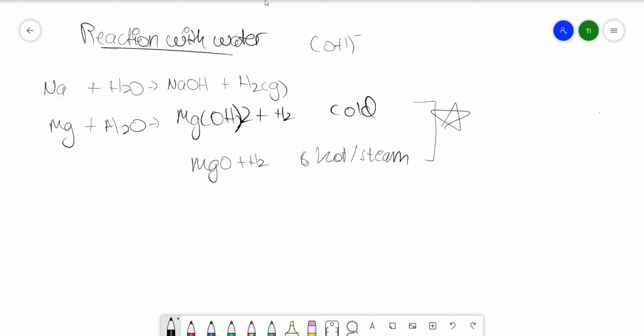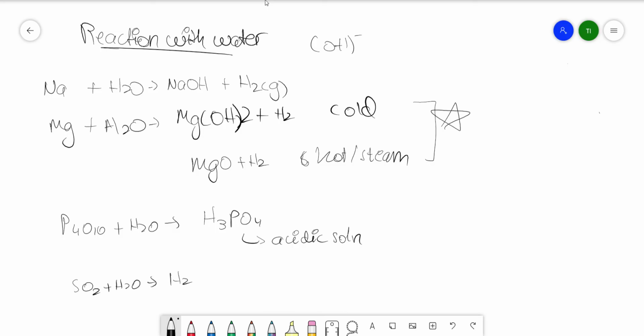And another reaction is P4O10 plus H2O, which would give you phosphoric acid, H3PO4. So it's an acidic solution. And phosphoric acid is a weak acid. And the reaction of SO2 plus H2O directly would give you sulfurous acid, H2SO3.